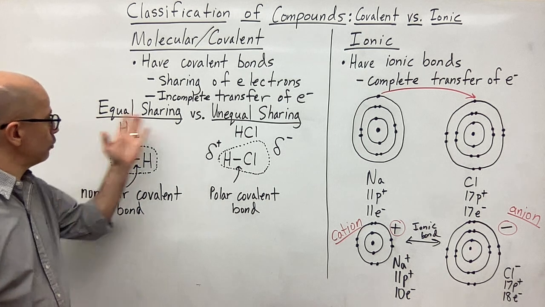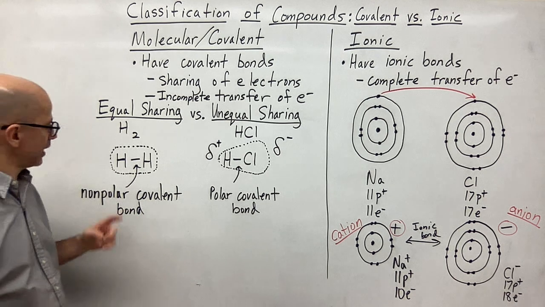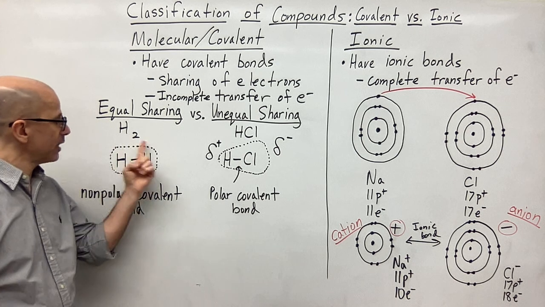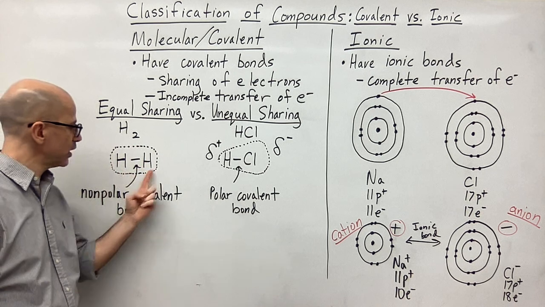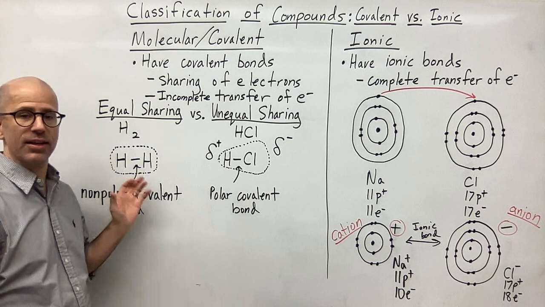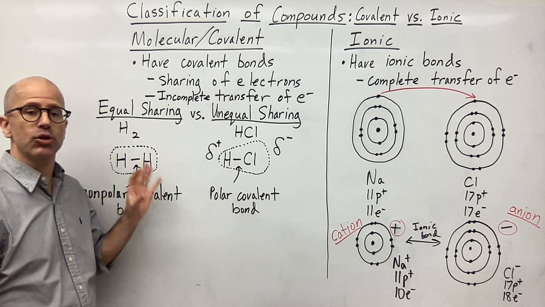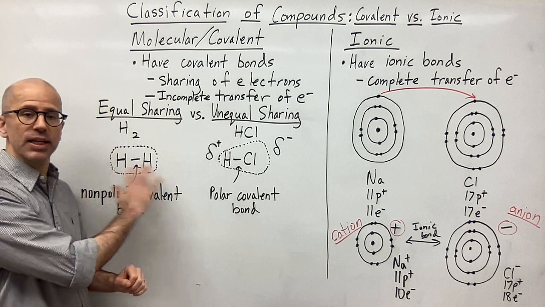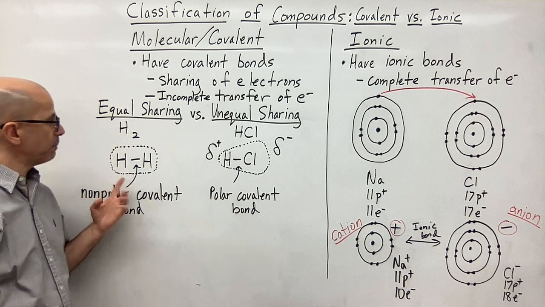If you are equal sharing, that would be like hydrogen, H2, where the atoms are exactly the same. So we have two hydrogens bonded together, and this dotted line represents the electron density. The electron density is equally shared between the two atoms. One side doesn't have more electron density than the other. And what I mean by electron density is basically where do the electrons spend most of their time? Do they spend it on this side or this side? And it's really equal. There is not one side more than the other.